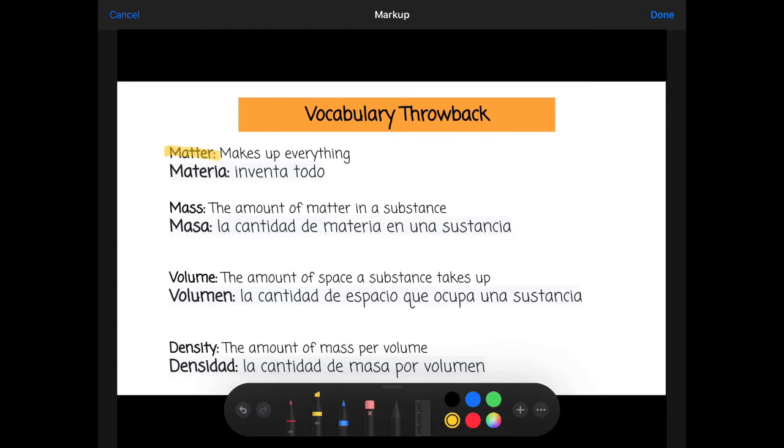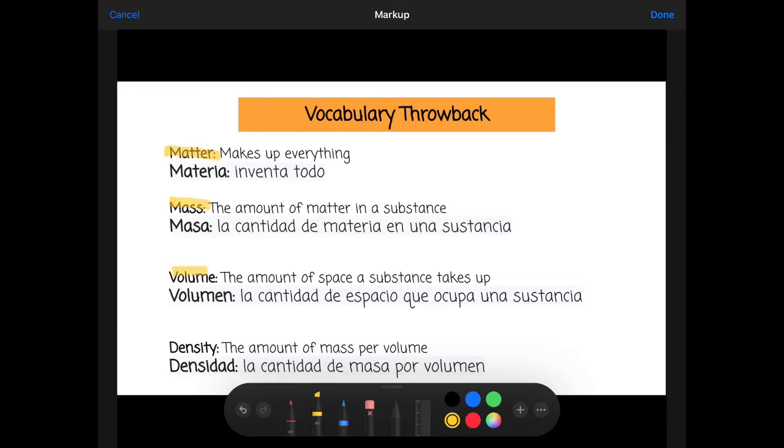Now we've got mass, the amount of matter in a substance. So you have a very specific mass. Do not confuse mass with weight. Remember, your mass is the same everywhere. But if you go on the moon, you're still going to be chunky, but your weight will be different. So masa, la cantidad de materia en una sustancia.